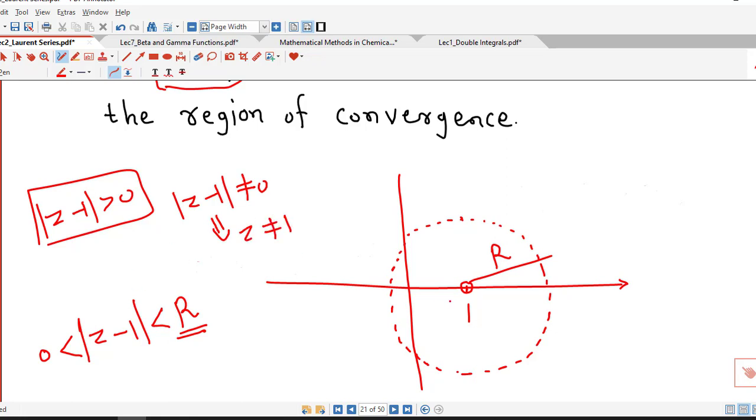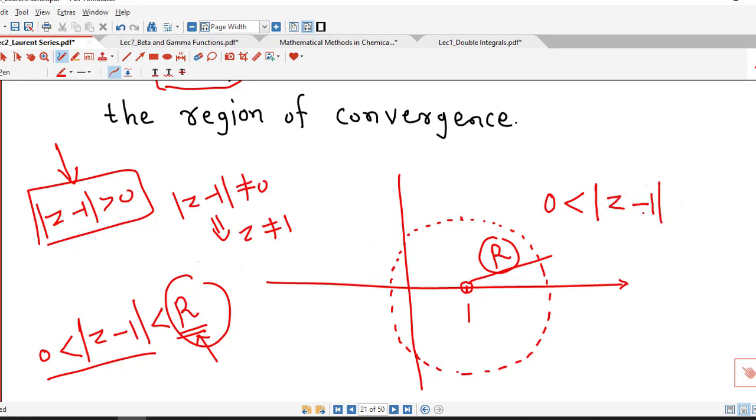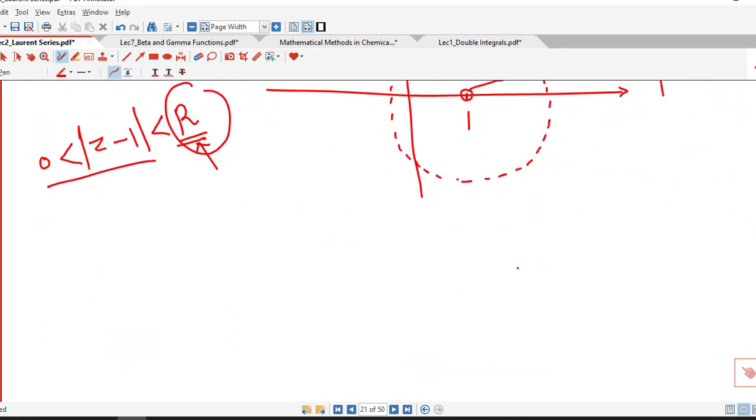So to exclude z equal to 1, we consider this condition, and there is no restriction on the upper bound, that is, no restriction on the radius of this circle. So we can see that our function is analytic in the domain 0 less than absolute value of z minus 1 less than infinity. So we can obtain the Laurent series of our function in this domain.